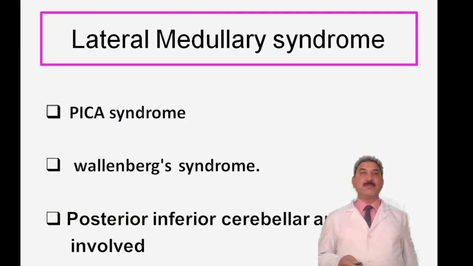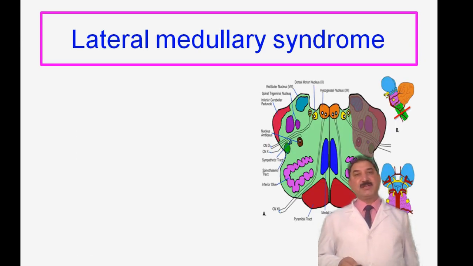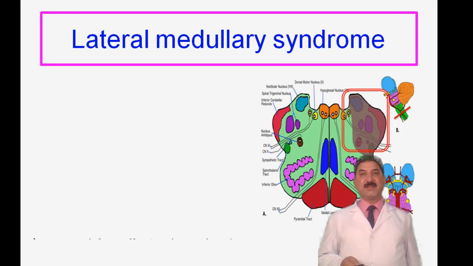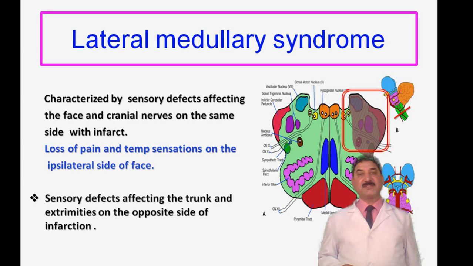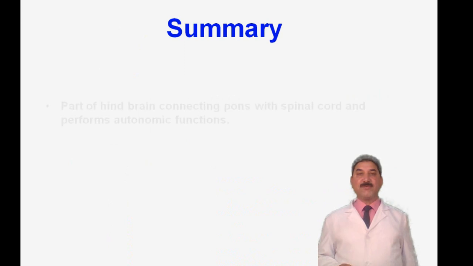What is lateral medullary syndrome? Lateral medullary syndrome is also called PICA syndrome or Wallenberg syndrome. The vessel involved in lateral medullary syndrome is the posterior inferior cerebellar artery. It is characterized by sensory defects affecting the face and cranial nerves on the same side as the infarct, with loss of pain and temperature on the ipsilateral side of the face, but sensory defects affecting the trunk and extremities on the opposite side of the infarction.